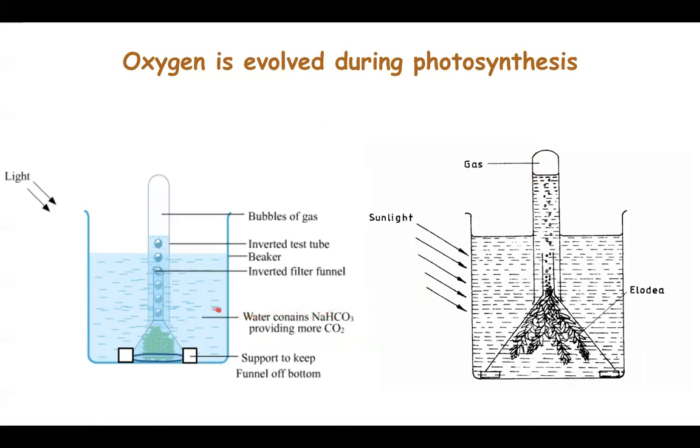We can perform this experiment using water having a little sodium bicarbonate. Now, sodium bicarbonate provides more carbon dioxide. More carbon dioxide means a higher rate of photosynthesis. So this helps to increase the evolution of oxygen. When you add sodium bicarbonate, it will increase the rate of production of oxygen. So again, we test the oxygen by bringing a glowing splinter. If the splinter bursts into flames, it indicates that the gas is nothing but oxygen.